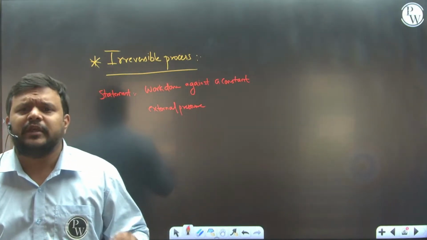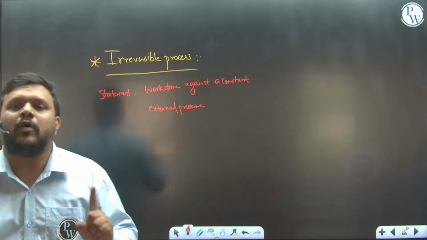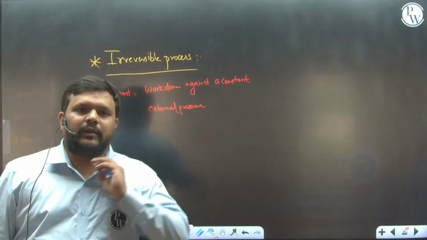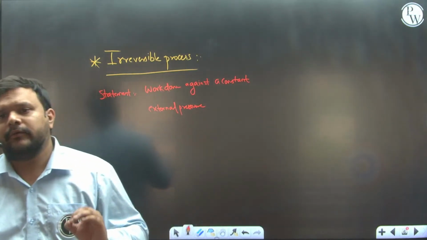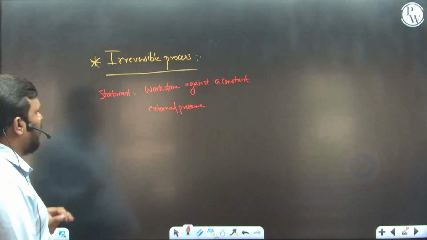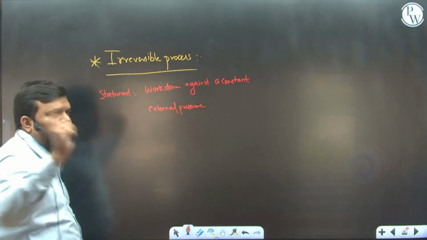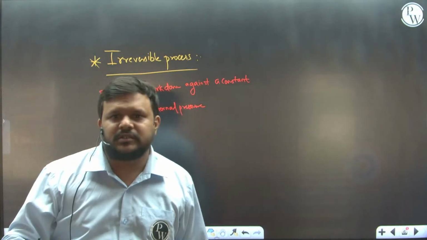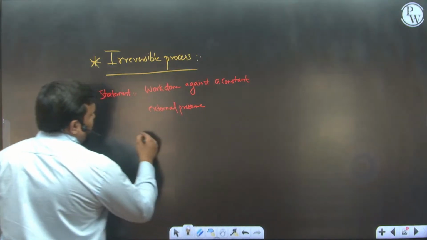That means it is an irreversible process, and over here we will see there is only one formula for this. It is adiabatic, isothermal, anything. For all, we will be having only one formula over here. Let us see what will be the formula. So statement: work done against a constant external pressure. If you see this statement, it is an irreversible process. Okay. So let us see the work done derivation.